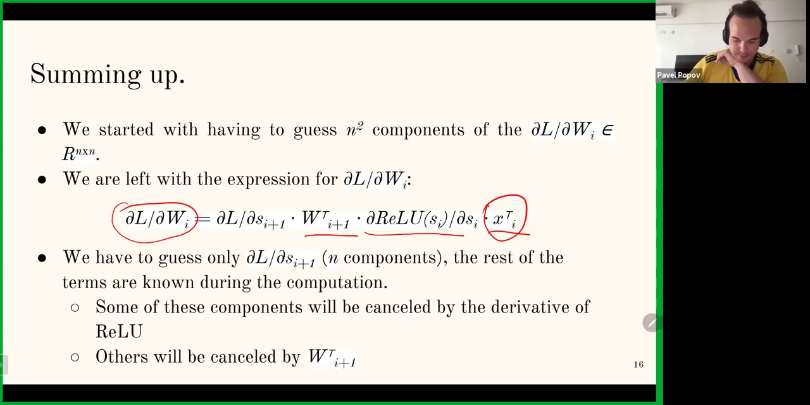So this term allows us to go from n squared to n guesses. This term allows us to go from n guesses to, again, n guesses, but it's probably less than n. And the same applies to this. So we had n squared guesses in the beginning, and we have to make only n guesses or less in the end. That should improve our cosine similarity, and that should improve the convergence of gradient descent, which uses this method to estimate the gradient.